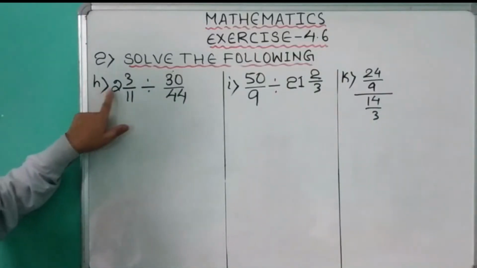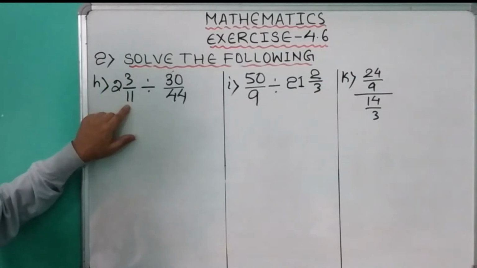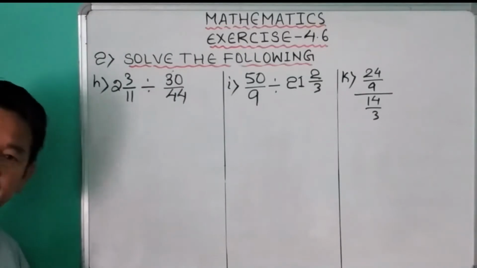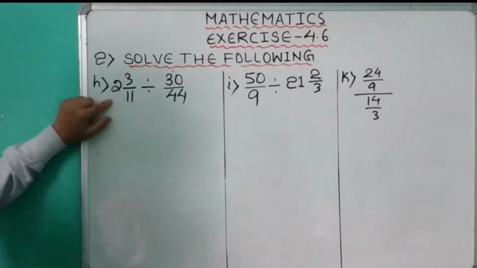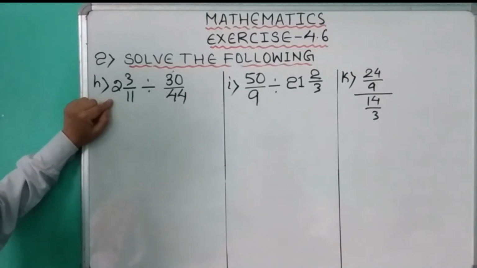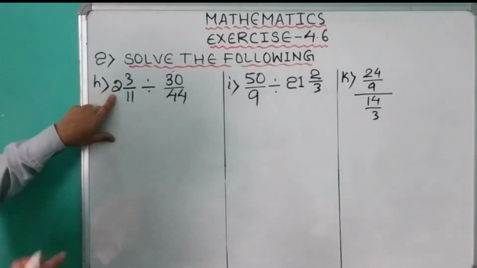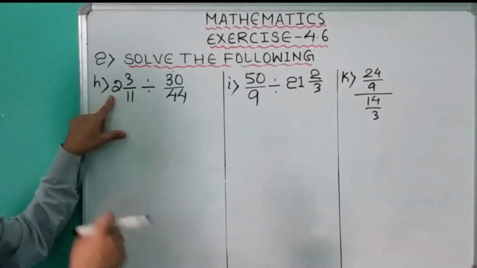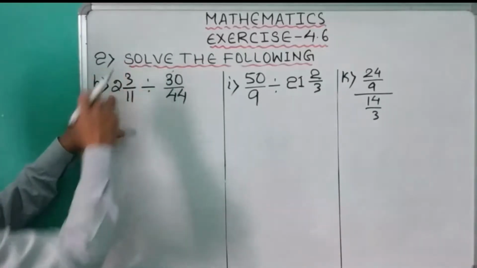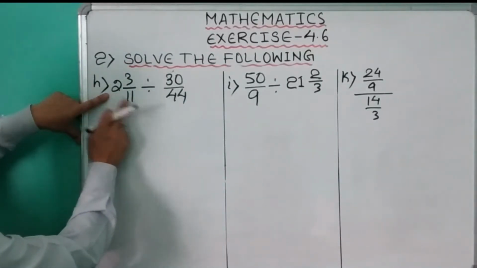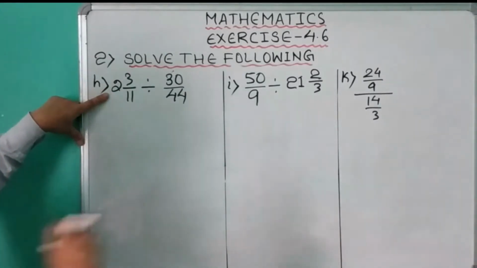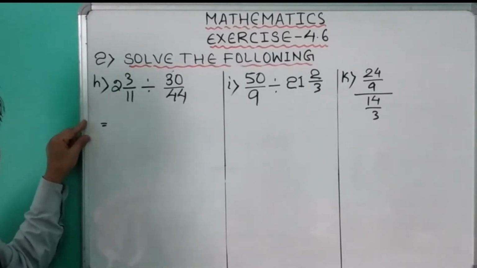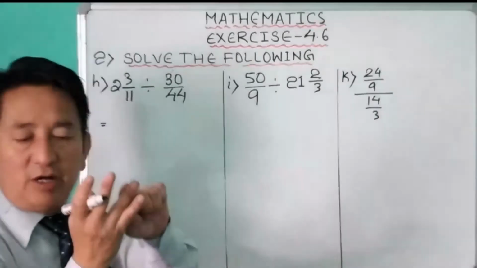Question number H. 2 into 3 by 11 is divided by 30 over 44. Here in this case, first of all, we'll change this mixed fraction into an improper fraction. This whole number 2 is multiplied by this denominator 11. Now whatever product you get, you have to add to this numerator 3. Now 11 ones are 11, 11 twos are 22. 22 plus 3: 22, 23, 24, 25.